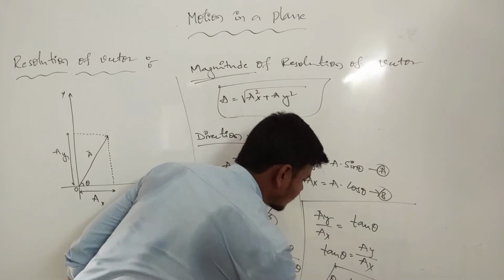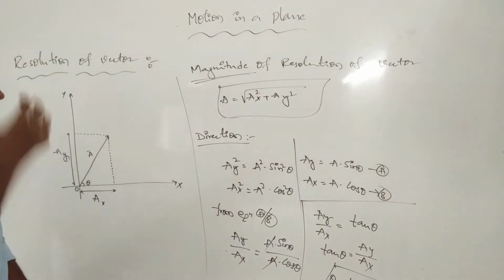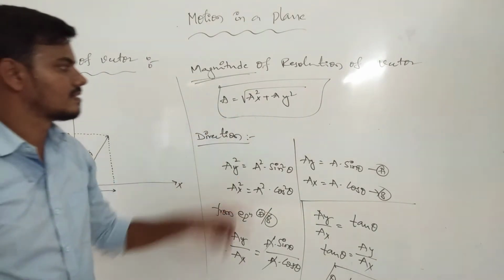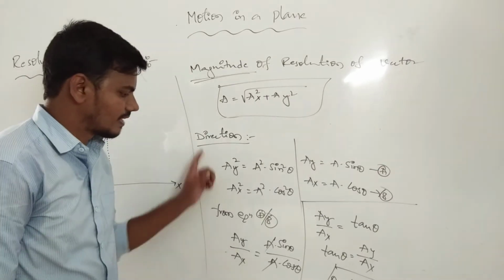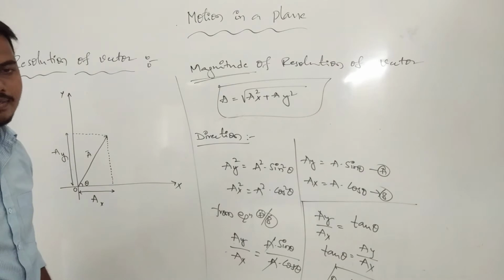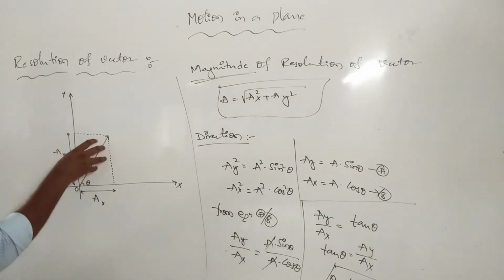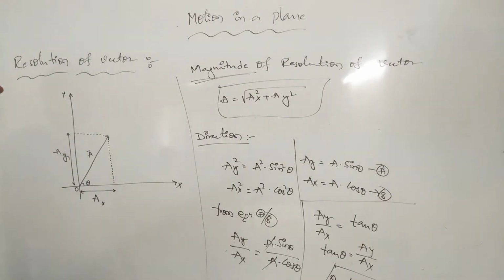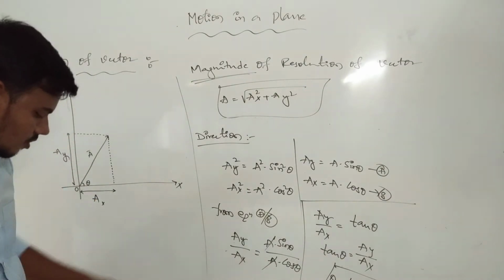Now this is the direction of resolution of vector. Clear? Our previous one, the magnitude of resolution of vector a, is equal to square root of ax square plus ay square. Now the direction of vector, theta, is equal to tan inverse of ay by ax. These are the representations we introduce in resolution of a vector. This is a very important one in our topic, resolution of a vector.